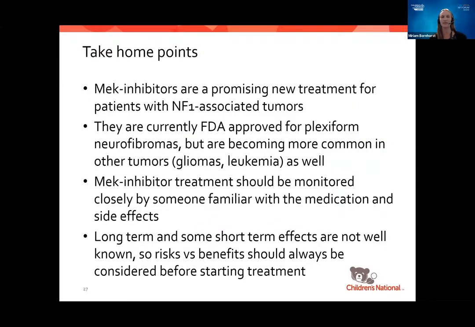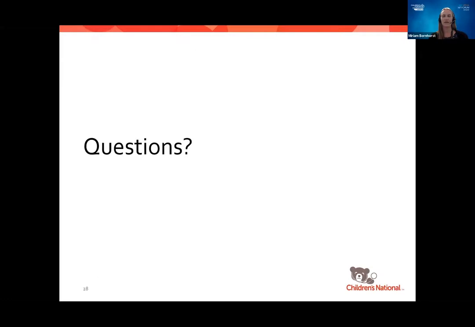So the take-home points that I have today: MEK inhibitors are definitely a promising new treatment for patients who have NF1-associated tumors. They're FDA approved for the plexiform neurofibromas, but are becoming more common in other tumors such as gliomas and leukemia, for example. MEK inhibitor treatment should be monitored closely by somebody familiar with the medication and the side effects. And long-term and short-term side effects are not well known still, so the risks and benefits of treatment should always be considered before starting. So now I will go ahead and take questions.